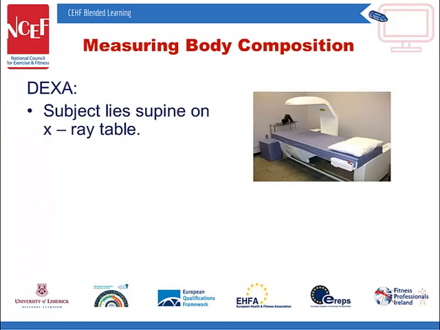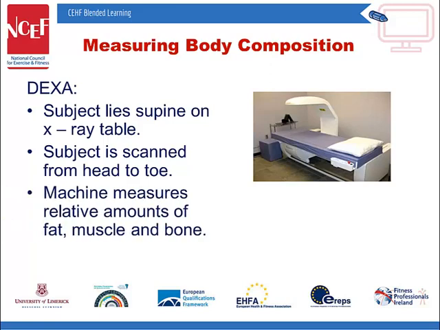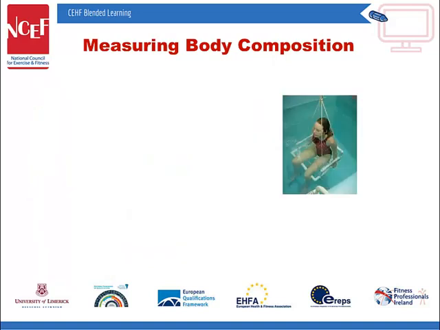Using the machine here, and these machines are obviously very expensive, they're only available in a laboratory or hospital. The subject lies supine on the X-ray table and the subject is scanned from head to toe. The machine measures the relative amounts of fat and muscle and bone, and the results here are highly accurate, but as you can imagine, this test is expensive and can only be used by highly trained personnel.